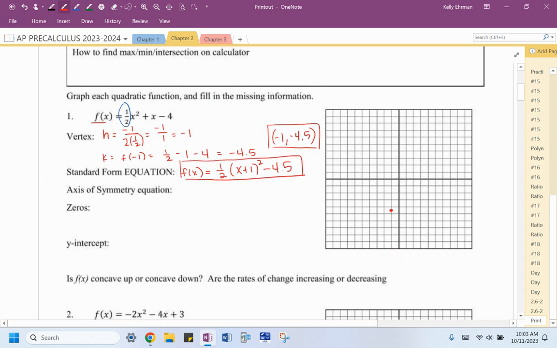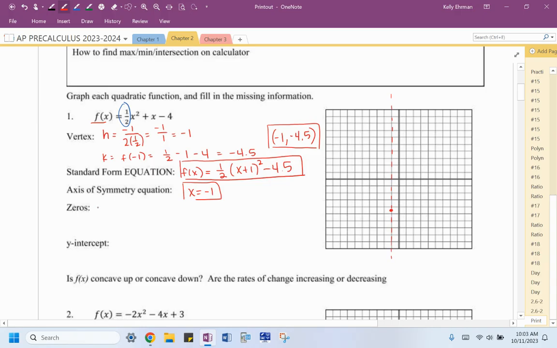The axis of symmetry equation is x equals negative 1. You could choose to draw in the axis of symmetry if you want to. That's not required. But just to remind you what it is, it's cutting the parabola in half.